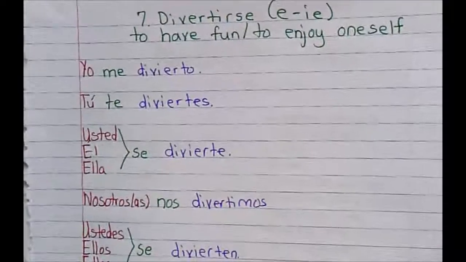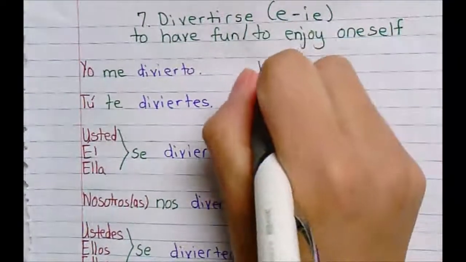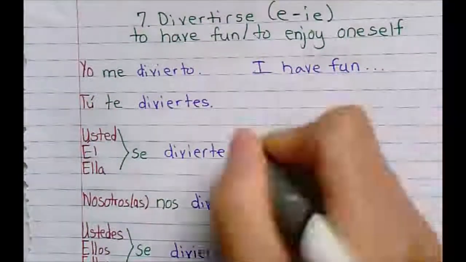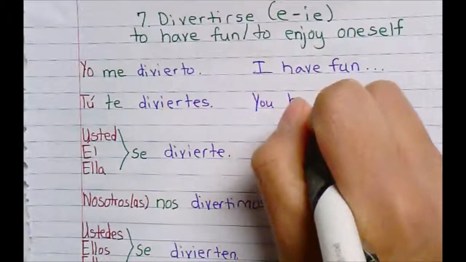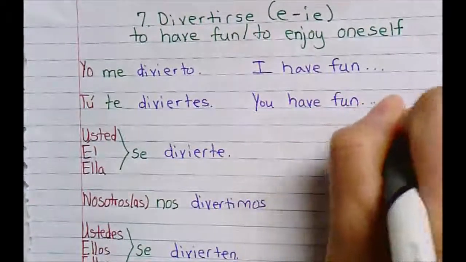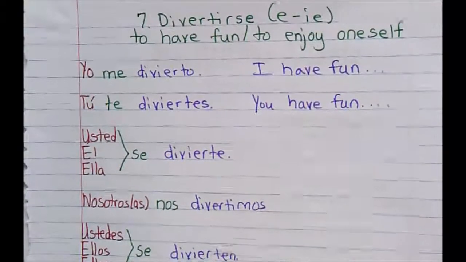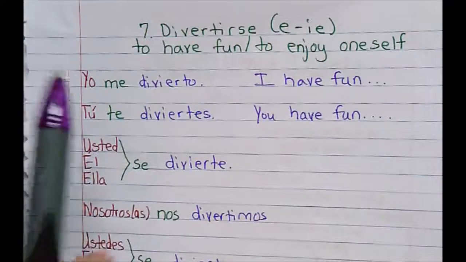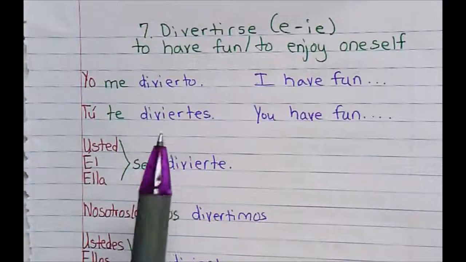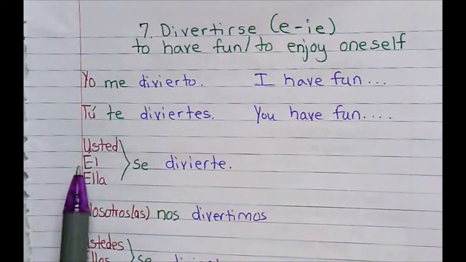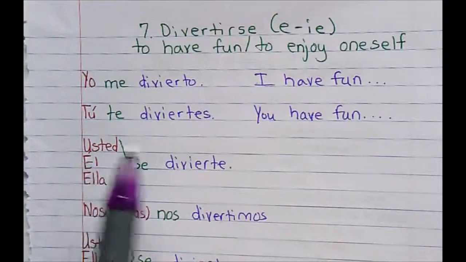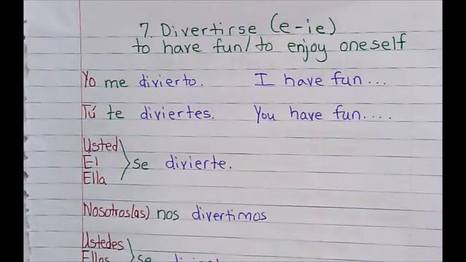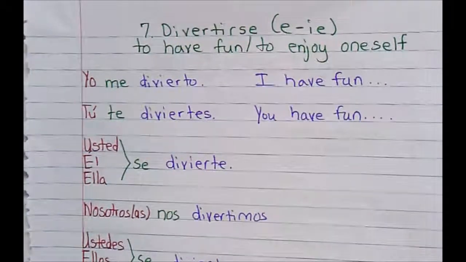La traducción, the translation for this will be, yo me divierto, I have fun. Tú te diviertes, you have fun. Y sigue, ¿verdad? So the pattern continues. I have my three parts: subject pronoun, reflexive pronoun, conjugated reflexive verb. Tengo tres partes, pronombre del sujeto, pronombre reflexivo, y aquí está el verbo conjugado. Así que es lo que vamos a estar estudiando. So this is what we're going to be studying.